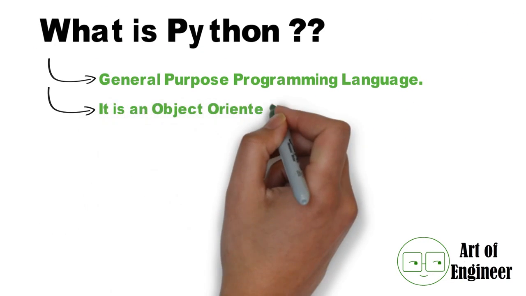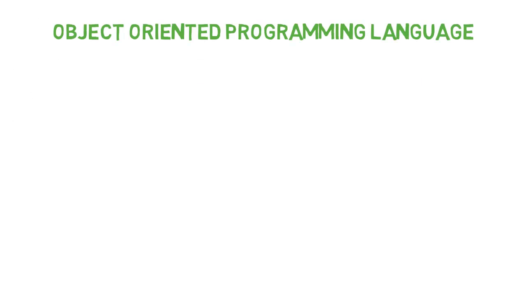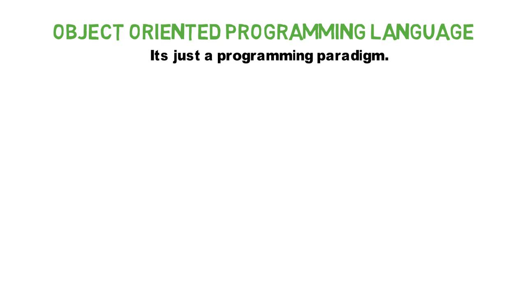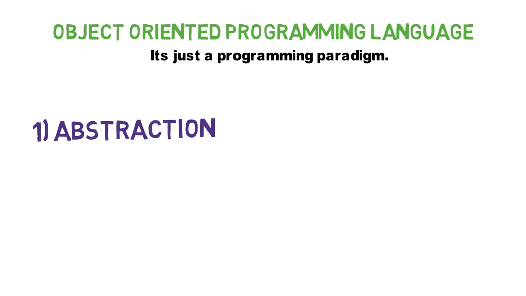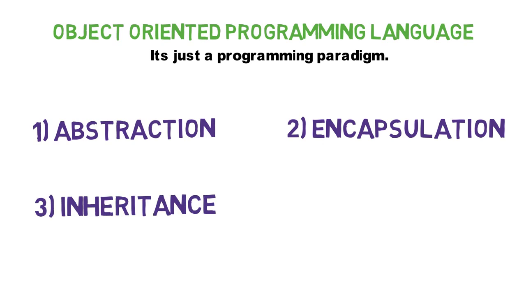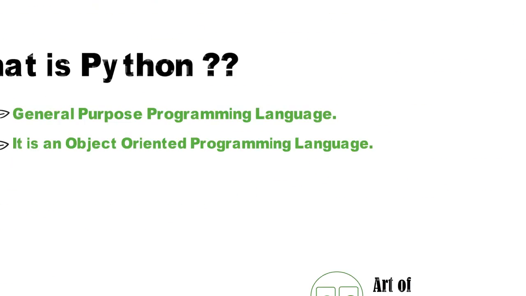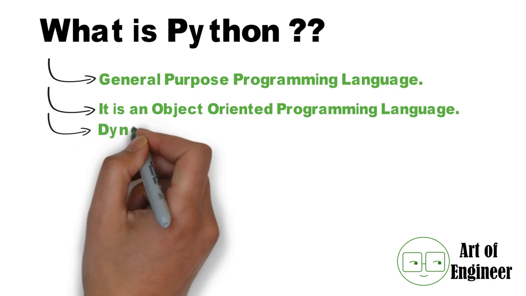It is an object-oriented programming language. Object-oriented is a programming paradigm. There are certain principles which a programming language has to follow in order to call it an object-oriented programming language. And they are abstraction, encapsulation, inheritance, and polymorphism. We will explore in depth what these concepts are and how Python follows these rules in the upcoming tutorial videos.